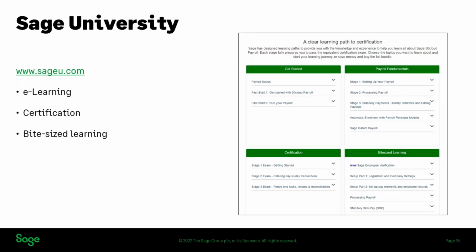Secondly, we have Sage University. So if you'd like to learn more about Sage Payroll, you can by going to sageu.com and having a look at our library of e-learnings, our certifications, and our bite-sized learning, all free of charge as well. So this is something you can go and do in your own time at your own pace, which is fantastic. So if you'd like to learn a little bit more, head on over to Sage University and have a look at the various courses in there.